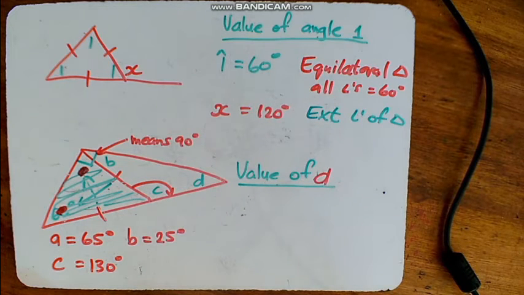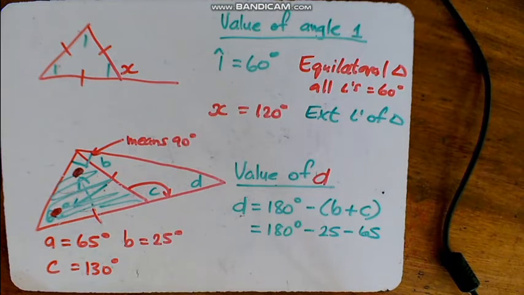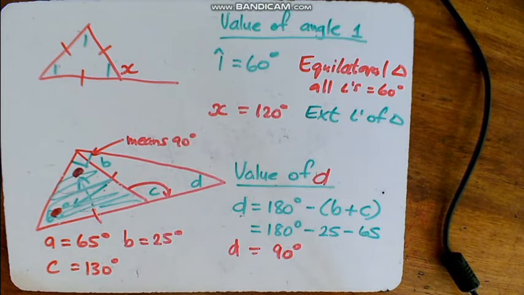We can now calculate D using angles of a triangle because we already have the values of B and C. So D is equal to 180 minus B minus C. 180 minus 25 minus 65 will give us D is equal to 90.